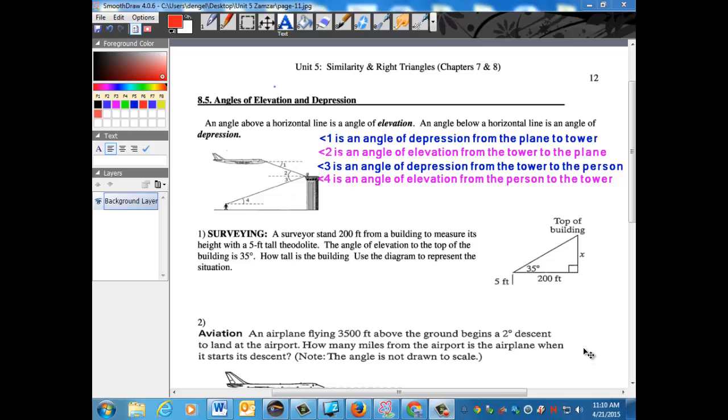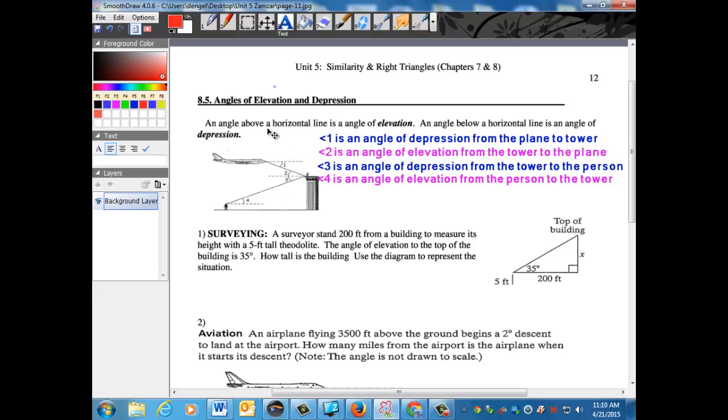Welcome back to section 8.5, angles of elevation and depression. We're going to start off and define what an angle of depression is versus an angle of elevation. From this drawing, we see that we have a plane, and here we have all four angles listed. And so it says that angle 1 is an angle of depression from the plane to the tower.